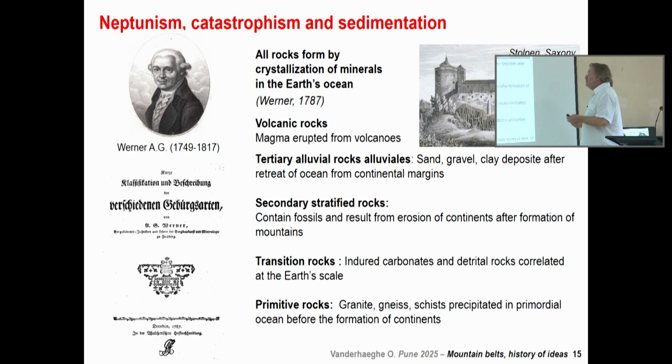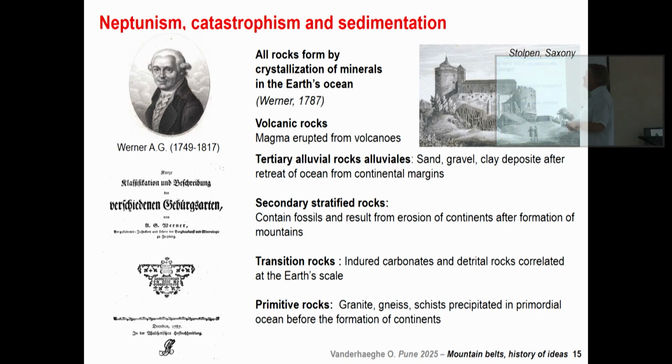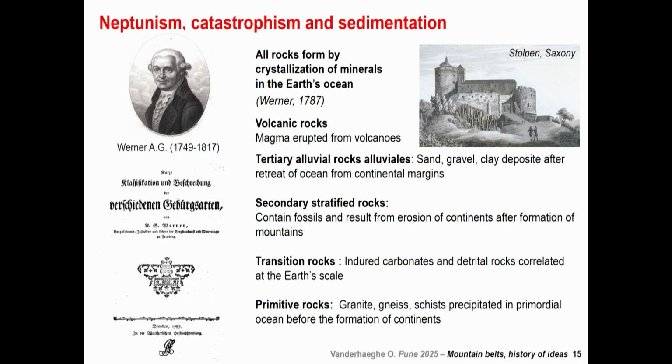And then he had to make some adjustment in his theory for volcanic rocks. Especially in Saxony, you have these basaltic columns, and they couldn't ignore that there were volcanic rocks, and volcanic rocks didn't form by crystallization of minerals in an ocean. And magmas, you can see them placed at the Earth's surface today. So he put that at the end of his work. Magma erupted from volcanoes, but that was not in the original work.